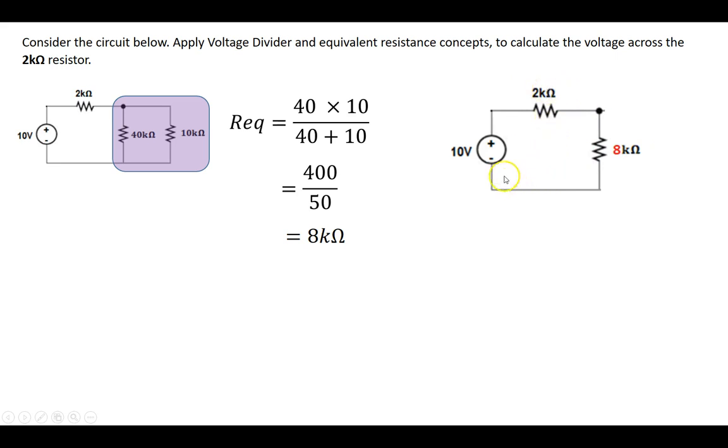According to the voltage divider formula, if I want to find the voltage across this 2 kilo ohm resistor when everything is in series, it's simply the ratio of 2 kilo ohm to the sum of the overall resistance, so 2 and 8. So 2 divided by 2 plus 8, times the overall voltage, 10. That leads me to the voltage across the 2 kilo ohm resistor being 2 over 10 times 10, which leads me to 2 volts.